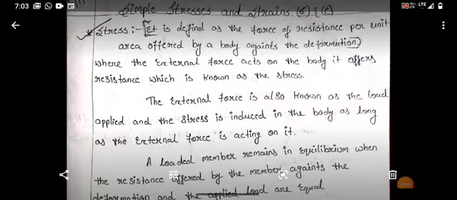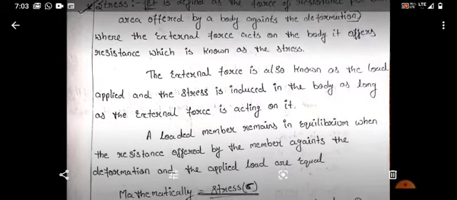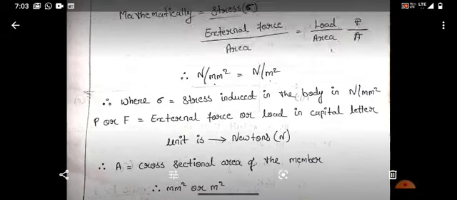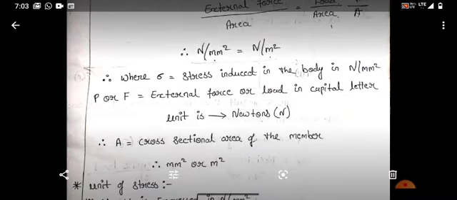I think you understand the clear concept of the stress. So stress is defined as the force of resistance per unit area offered by a body against the deformation. And the force which you are applying is called external force or the load. So stress can be noted like this: sigma is the stress induced in the body, and P or F is the external force or load, its unit is Newton, and A is the cross-sectional area of the member, which is taken in mm square or meter square.